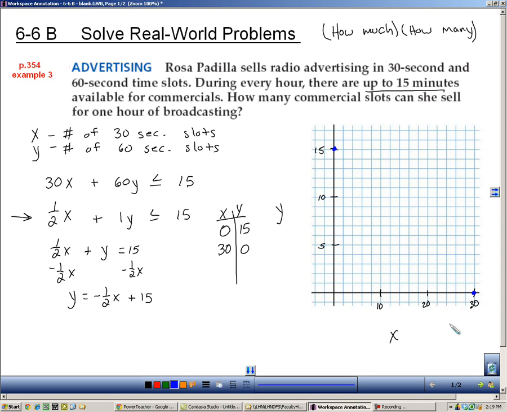So now I'm going to connect the dots by making my boundary line. Notice it's less than or equal to, so my boundary line will be solid. And so there's my boundary line. Last thing I have to do now is figure out the shading.